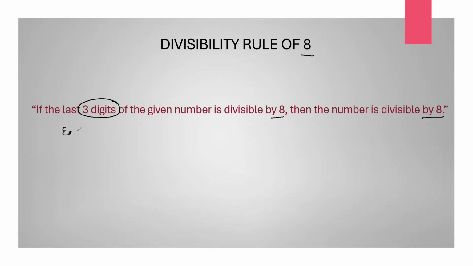For example, if we take the number 3168, here the last 3 digits of this particular number are 168. Now clearly 168 is divisible by 8 and we get the answer as 21. Since 168 is divisible by 8, therefore the number 3168 is also divisible by 8.